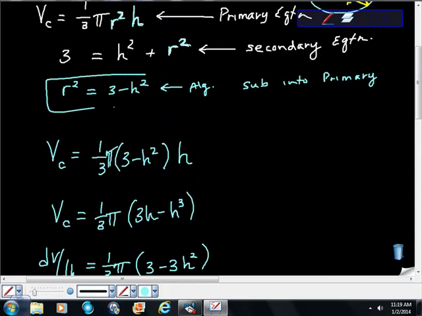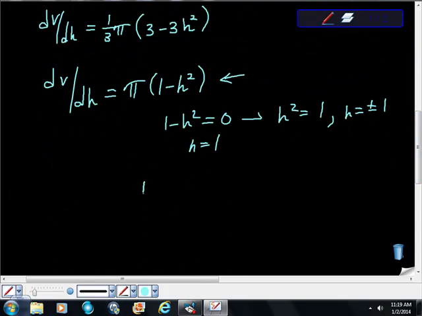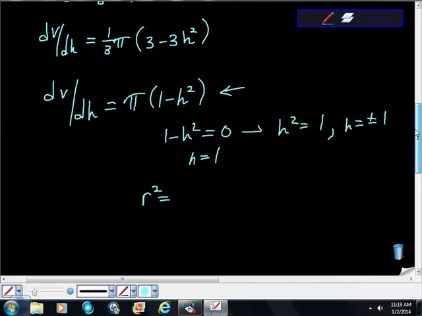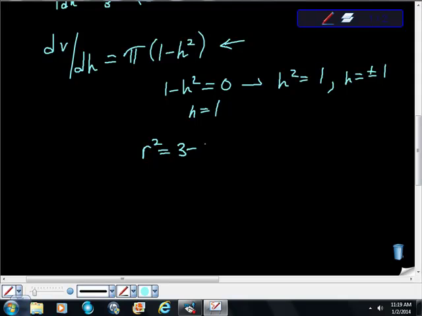I have this r squared here. So I have r squared is equal to 3 minus h squared. R squared is equal to, how could I have forgotten that so quickly? 3 minus h squared, that's really embarrassing. 3 minus h squared. H is 1. 1 squared is 1. R squared is equal to 2. Therefore, r is equal to the square root of 2.